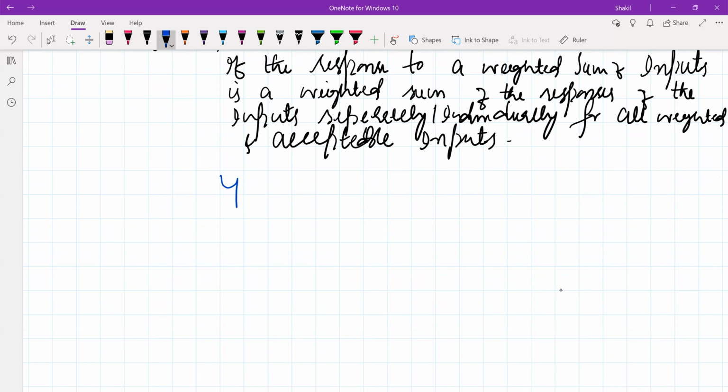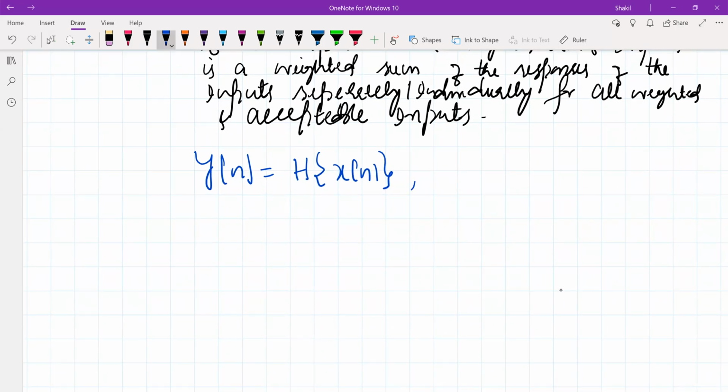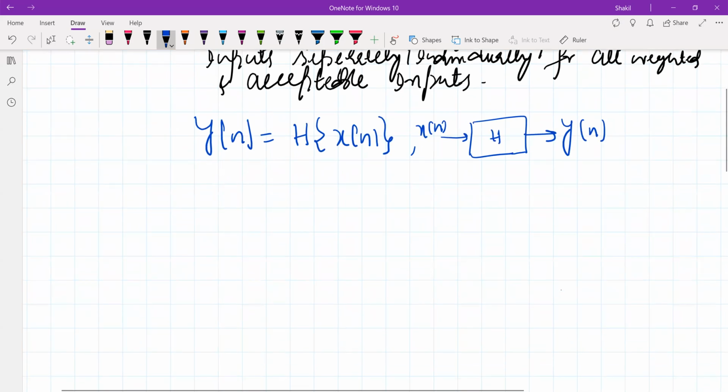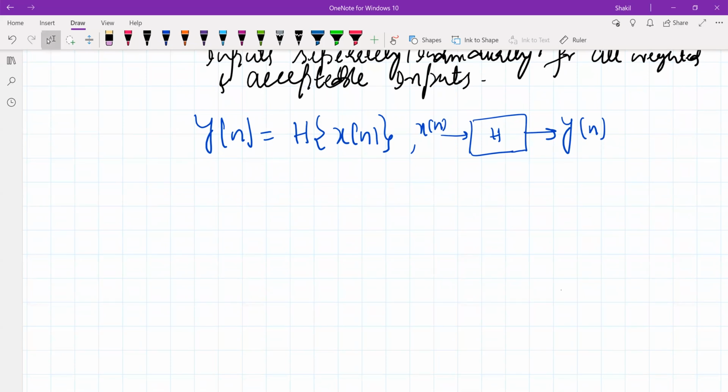Let's suppose y of n is the output of the system. We can use this notation or that notation; they are one and the same thing, as I showed in the previous class. So we say this is our system. Now let's apply different inputs, taking the example of two inputs, x1n and x2n.